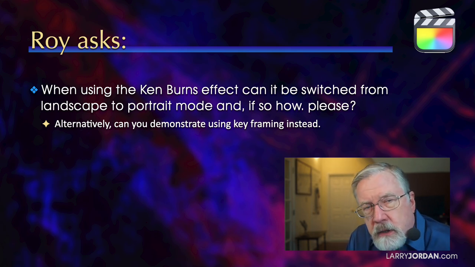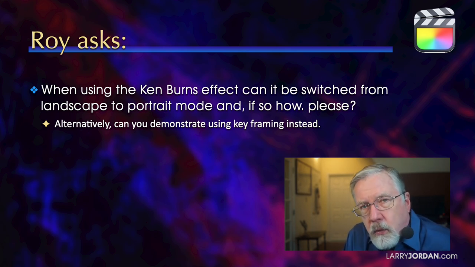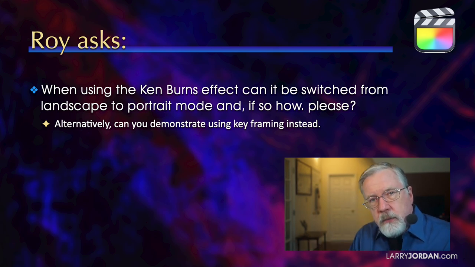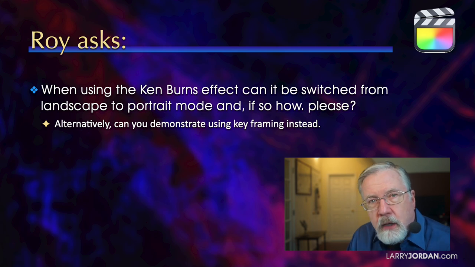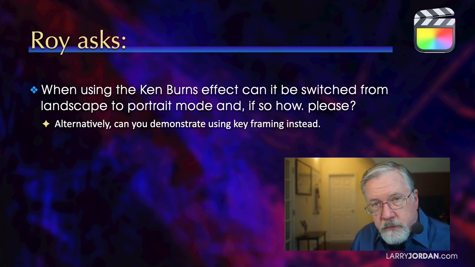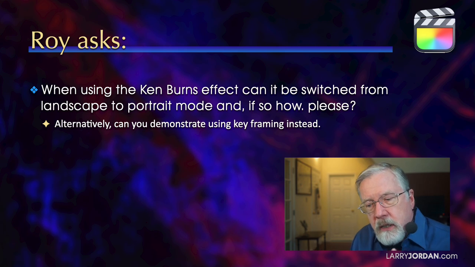The answer is the Ken Burns effect will work easily when the aspect ratio of the image and the aspect ratio of the project are the same. For instance, a vertical image in a vertical project or a horizontal image in a horizontal project. Where it gets really problematic is when the format of the picture does not match the format of the project, and there, depending upon how mismatched they are, it may be easier to work with keyframes. Let me show you both.